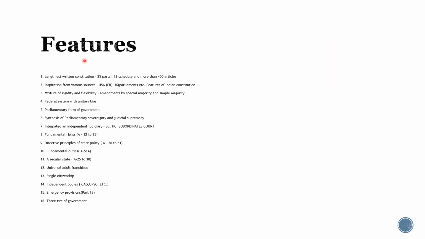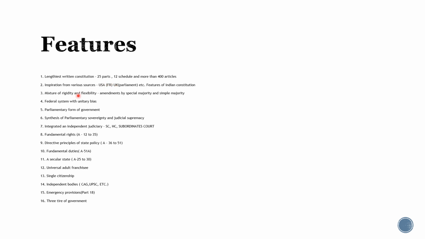Now let's glance at the different features of the Indian Constitution. We will talk about each of these in a very detailed manner in the coming slides. One is length. It's the lengthiest written constitution. It has 25 parts, 12 schedules, and more than 400 articles. It is inspired from various sources. As we've seen in the previous lecture, the constitutions of 60 countries were looked at before coming up with the draft of our constitution. So the constitution makers went through constitutions of 60 countries.